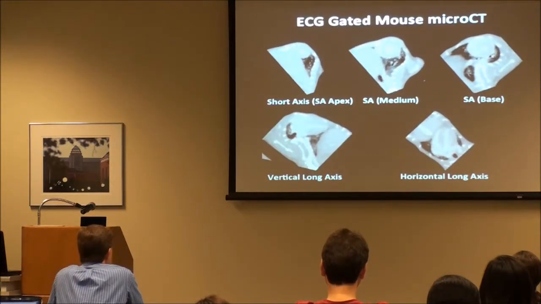But with this agent, we've been able to do this kind of imaging. This is the mouse micro CT imaging gated with the ECG signal. We have here 8 different phases of the cardiac cycle, and we've been able to image those at different sections and calculate the function of the heart.